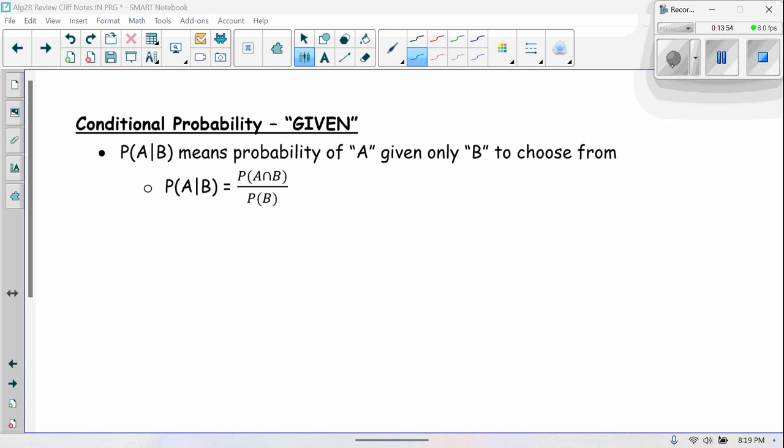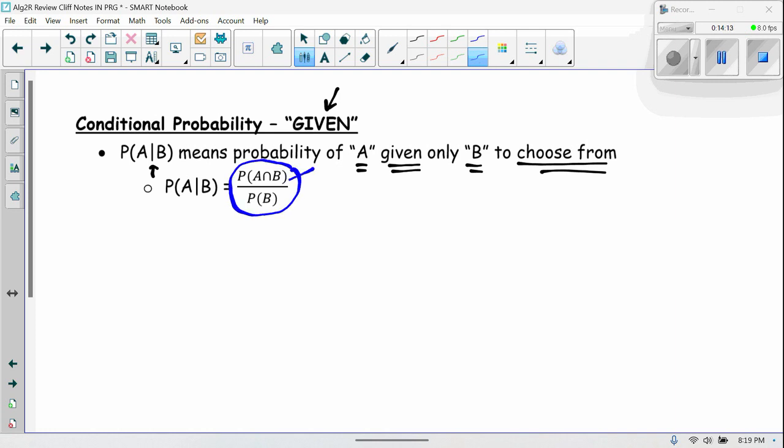All right, conditional probability means given, okay? If you have this little bar in between, that's the probability of A given only B to choose from. If they give you numbers, okay, we're going to use this formula here. The probability of A and B over the probability of just B. All right, whatever the one is in the back, that's going to end up being the denominator.